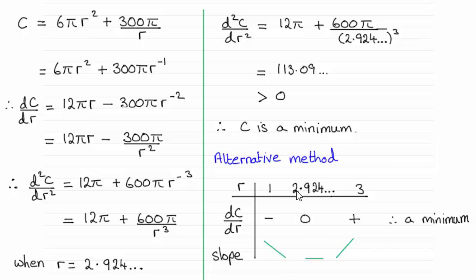We know that when r is 2.924 and so on, the gradient is 0, so that's horizontal. When you substitute 3 in to here, you get a positive value, and so the gradient of the curve is going to be coming upwards. So clearly we've got a curve for C that bottoms out like this around the point where r is 2.924. So clearly a minimum. So two ways there that you can prove that result.